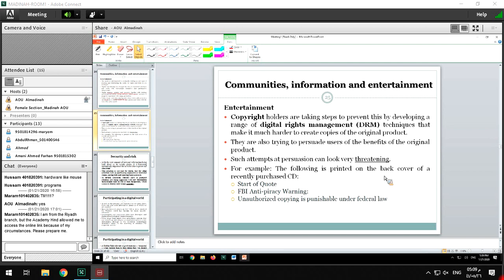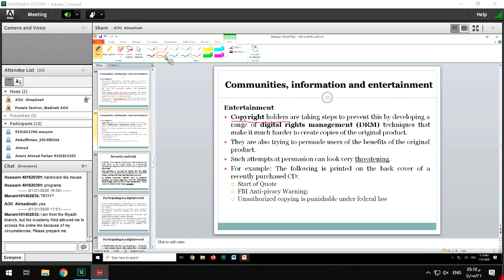Now, we have something called copyright when it comes to entertainment. Copyright holders are taking a step to prevent this by developing a range of digital rights management techniques that make it much harder to create copies of the original product. Right? So you cannot make copies of the original product because of the copyrights.